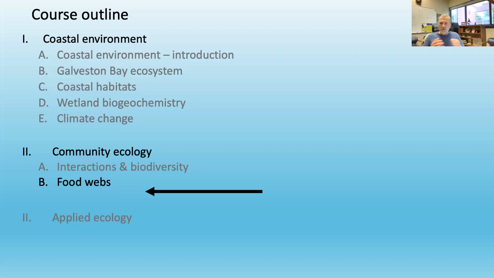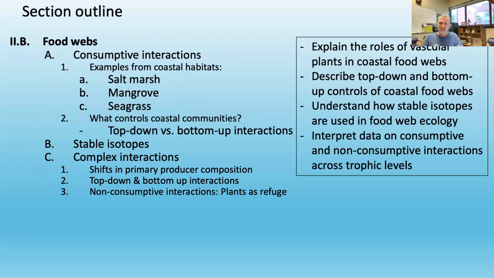All right, so we're still in this part of the course outline in the community ecology section, and my expectation is that you're going to be able to explain the roles of vascular plants in these coastal food webs, be able to describe the top down and bottom up controls of these food webs. You should understand stable isotopes, we're going to talk about a little bit today, and how they can help us better understand the interactions within these food webs. And then you should also be able to interpret data on consumptive and non-consumptive interactions across these trophic levels. So this is the first part of a two-part lecture series that we're going to hit over the next couple of classes.